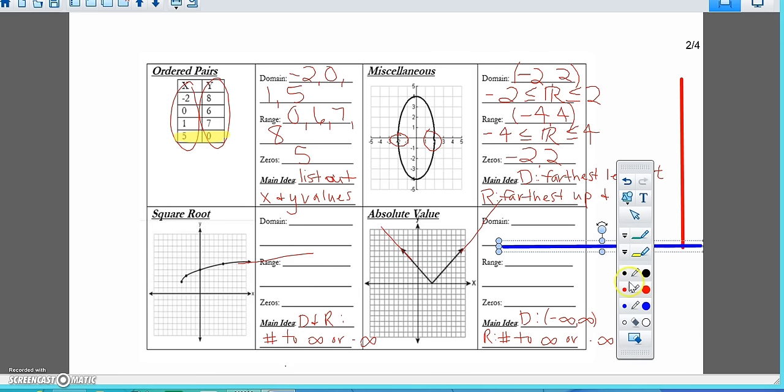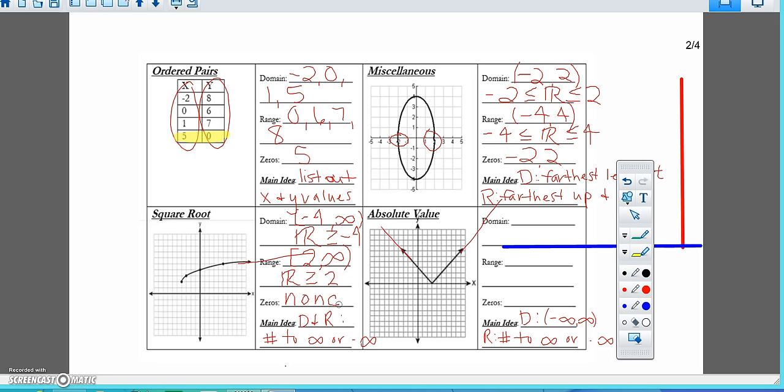So that means for my domain, if I was going to write it in interval notation, I'd put a bracket, and it's from -4 to infinity, and then the range was starting at 2 and going to infinity. Or you could write real numbers greater than or equal to -4, or real numbers greater than or equal to 2. The zeros, it doesn't have any because it's not touching the x-axis at all.